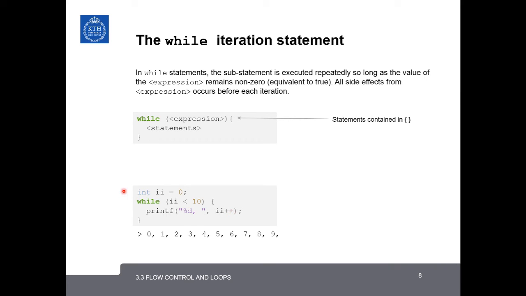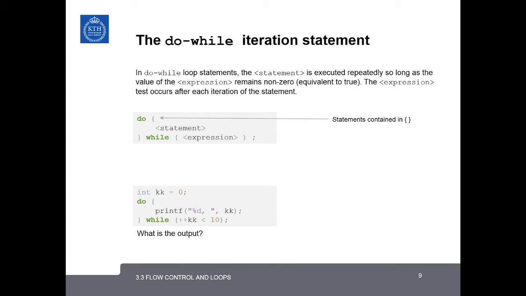Since we know the counter variable is initialized to 0, in the first round of the iteration, we see ii is less than 10, and so we execute the statement, and it says printf the value of ii, so it prints 0. And then it says ii++, so this adds 1 to ii. So now we go back to the while statement and look at the expression again, and ii is now 1, but it's still less than 10, and so we execute the printf statement again, and we keep doing this until we get a value of 9.